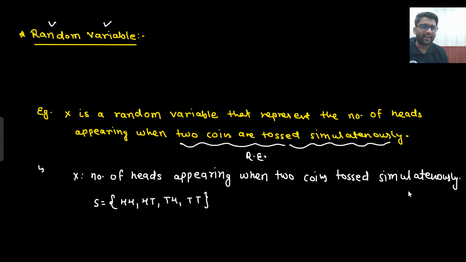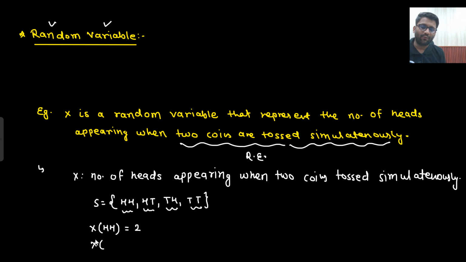Now what is random variable x saying? Random variable x is saying that whatever the outcome that I am getting, I will pick those outcomes and I will count the number of heads. So let's just say I got head, head. So what will this random variable do? It will pick this head, head and it will count the number of heads. What is the number of heads? 2.